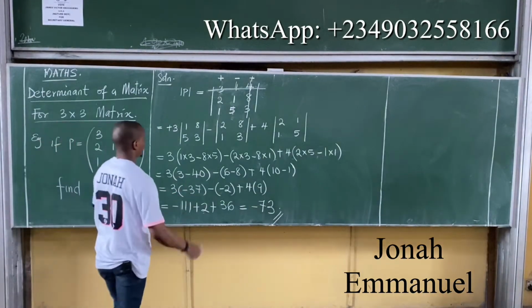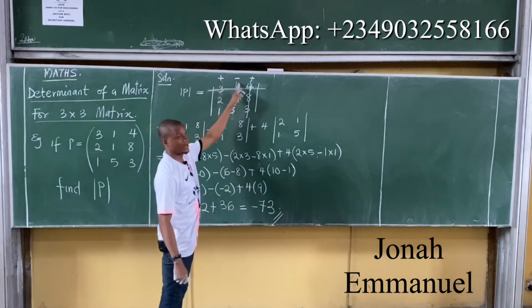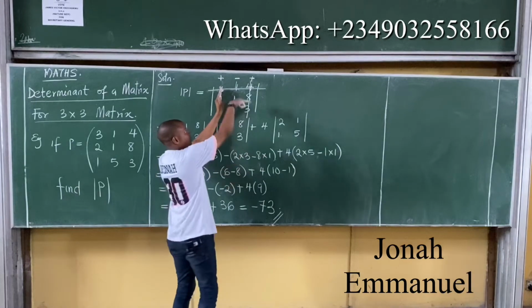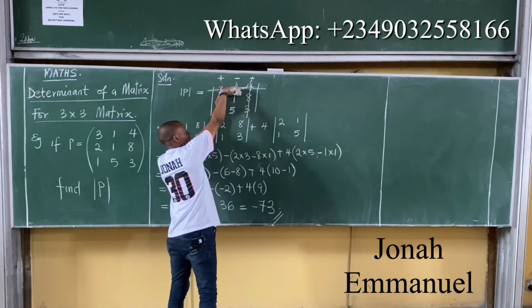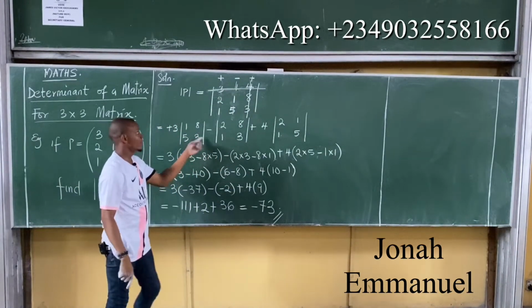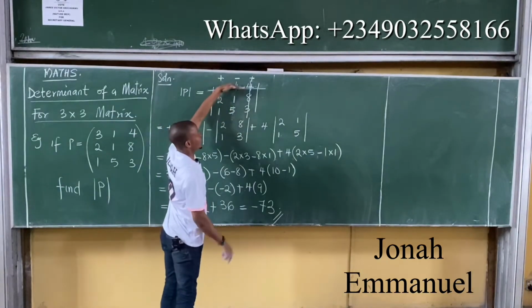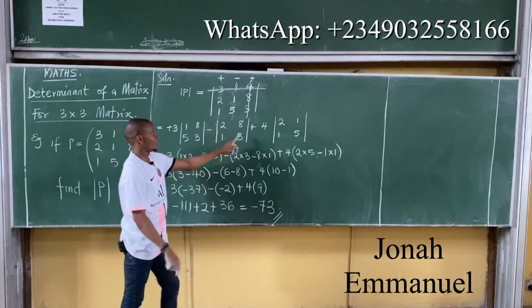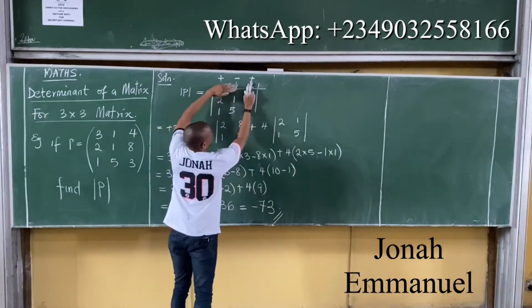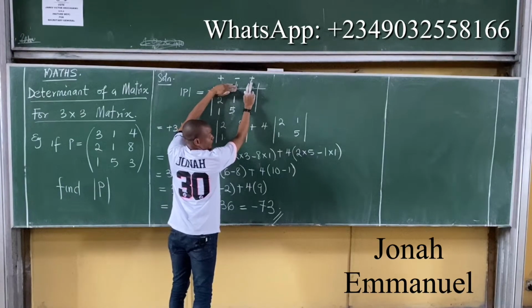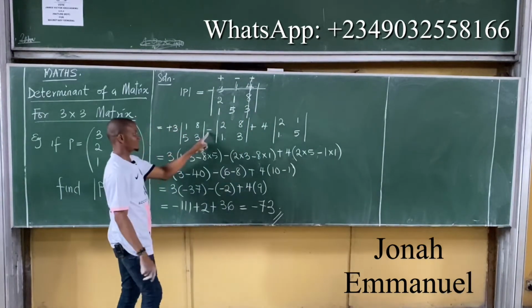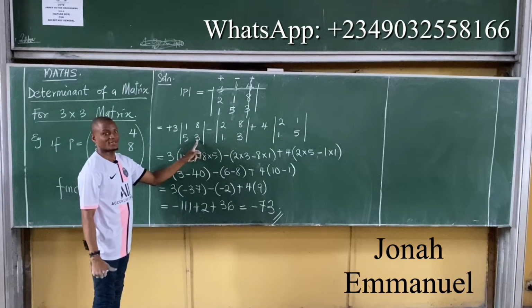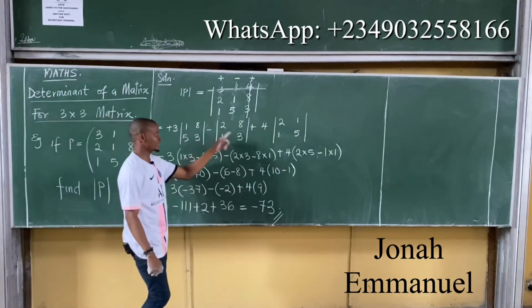What's the step again? Step one: plus, minus, plus. Plus 3, cover the row, cover the column, you have 1, 8, 5, 3. Minus for this one here, cover the row, cover the column, you have 2, 8, 1, 3. Plus for 4, cover the row, cover the column, 2, 1, 1, 5. So plus, minus, plus, of course three 2 by 2 matrices. This times this, minus this times this.